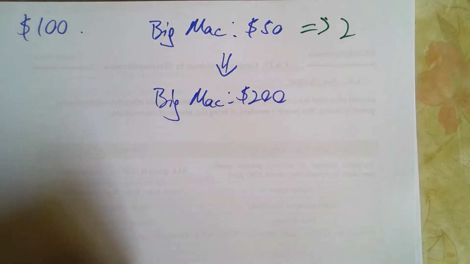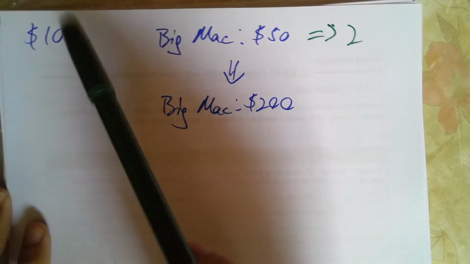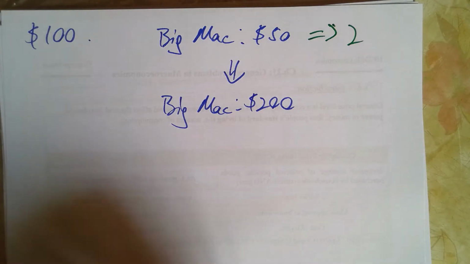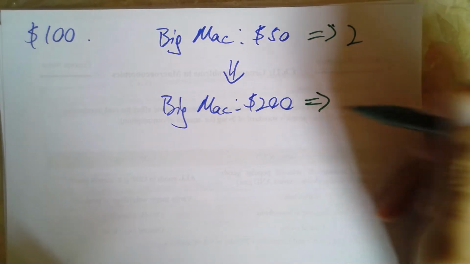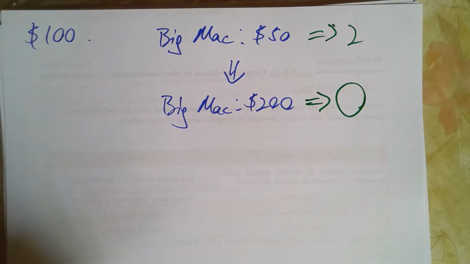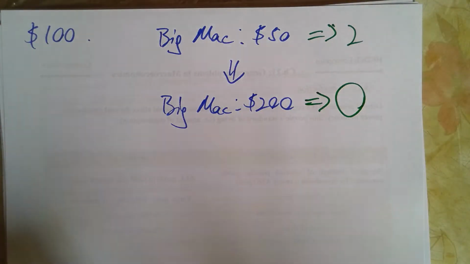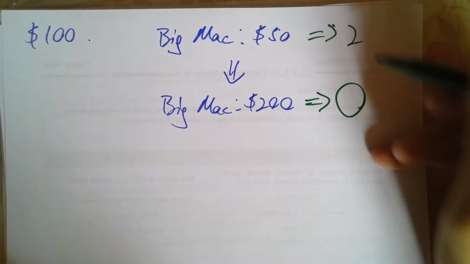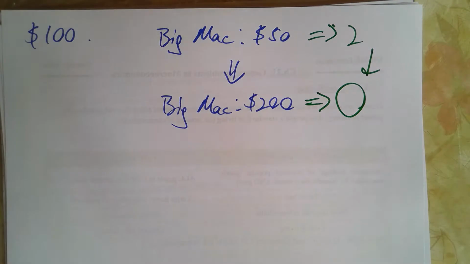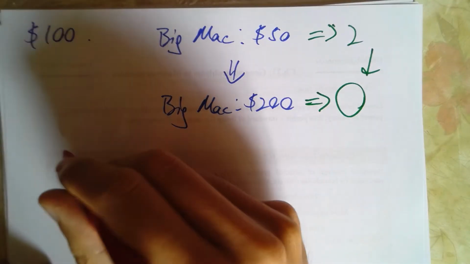$200 instead. So what would happen is that my income didn't change. I only have $100. How many Big Macs can I buy? Zero. Originally, I can eat 2 Big Mac. Because of the change in general price level, I can eat nothing right now. So from this example, we can see, this is very important, you need to remember this.